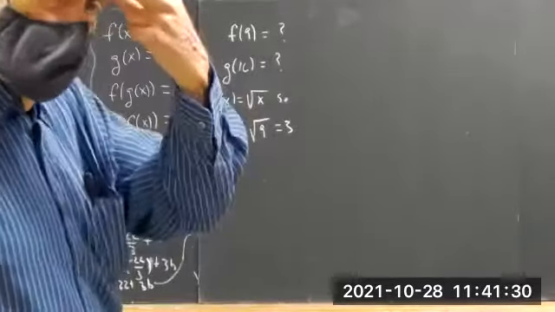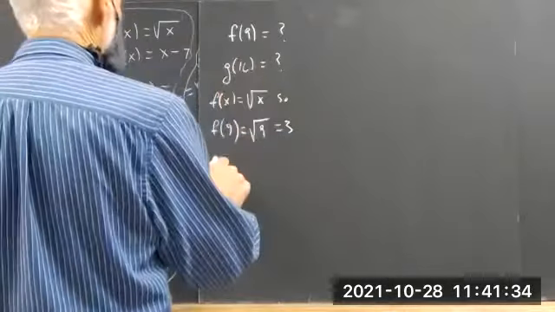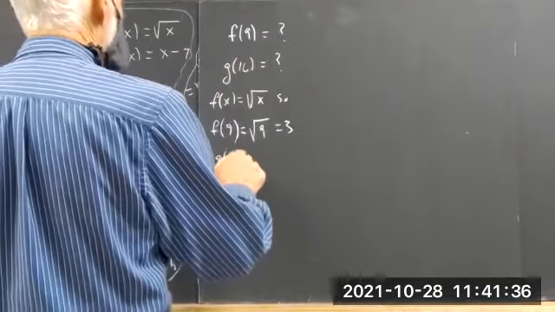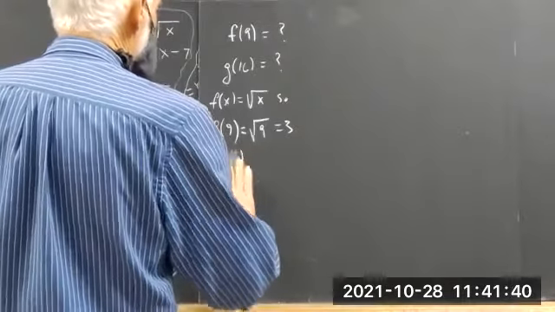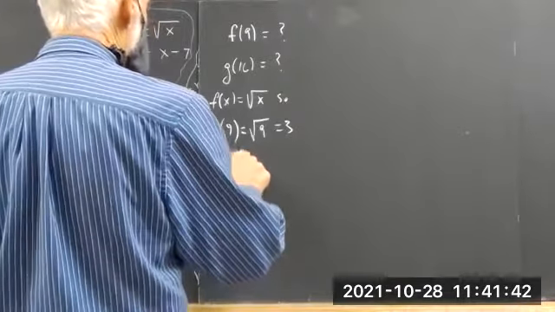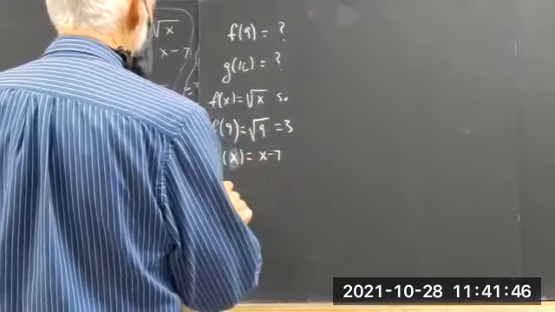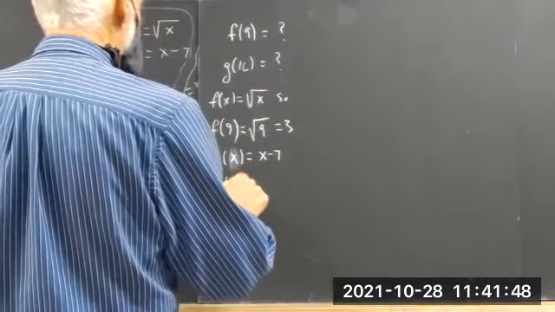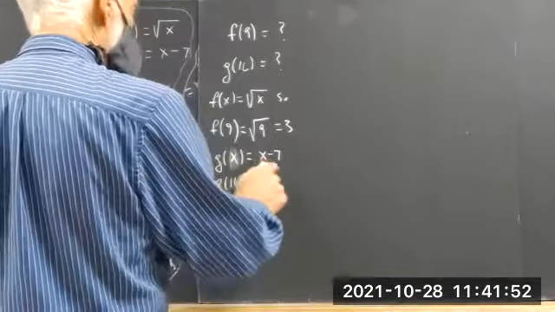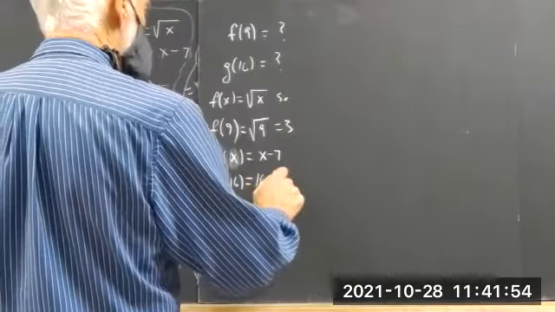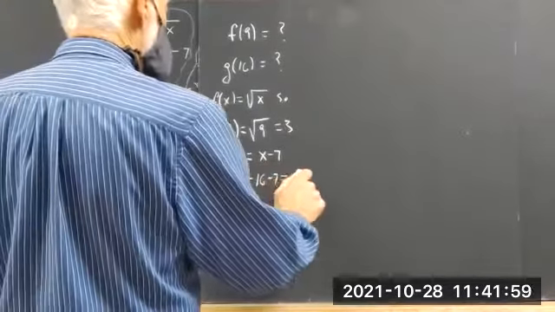Unfortunately, that's one you can calculate. And g of 16, what? Well, sorry, the formula first: g of x equals x minus 7. g of 16 equals, well, replace x by 16. Replace it here, we better replace it over here. And we get 9.